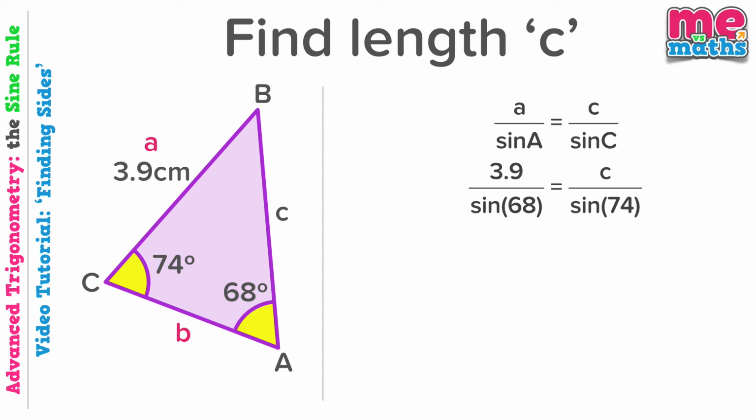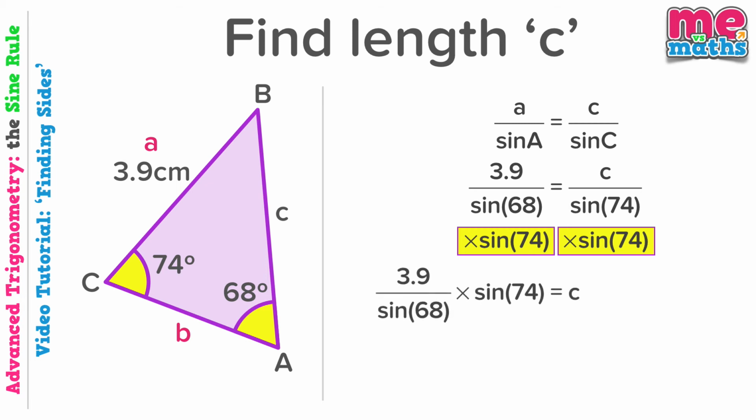We've got an equation now that we need to solve for c. To get c on its own, we need to cancel out that it's being divided by sine 74. So let's multiply both sides by sine 74. As on our previous example, we now have a complex calculation that if you've got a decent calculator, you can input all in one go and achieve an answer that rounded off gives 4.0 centimetres.